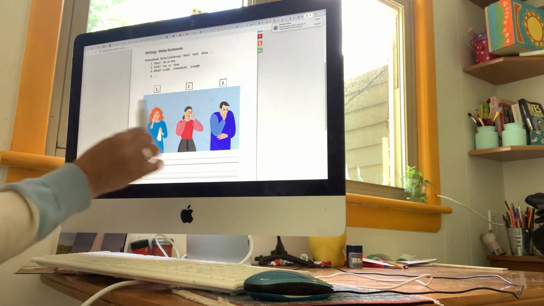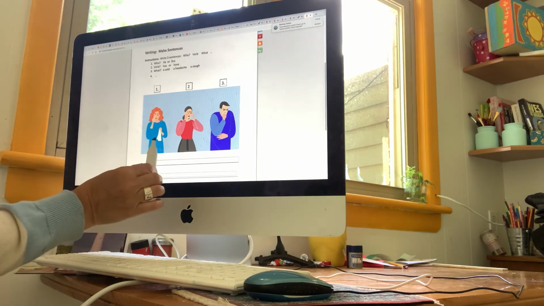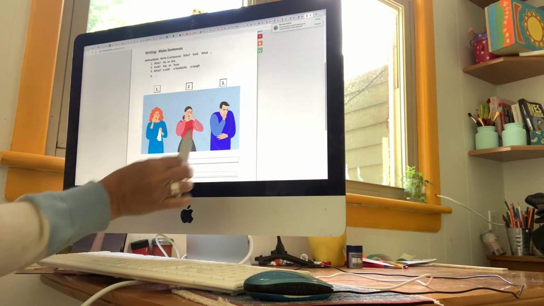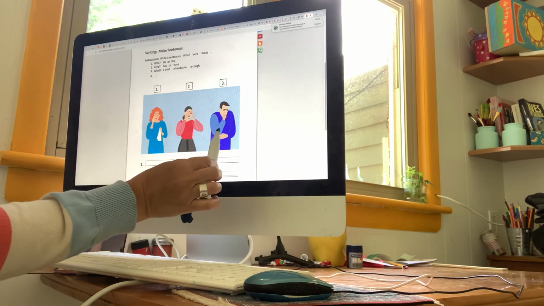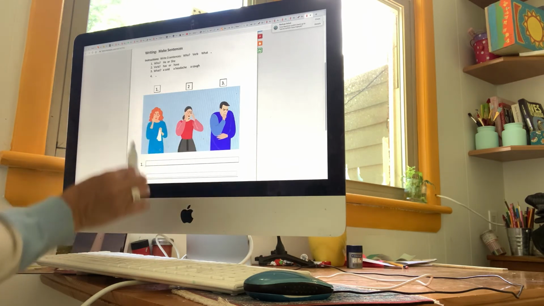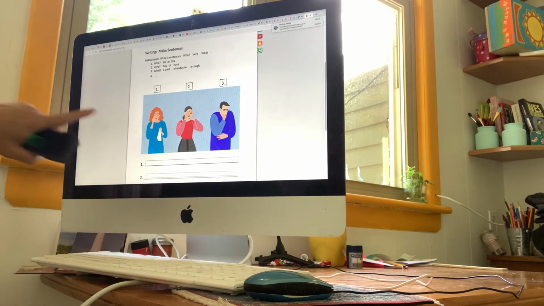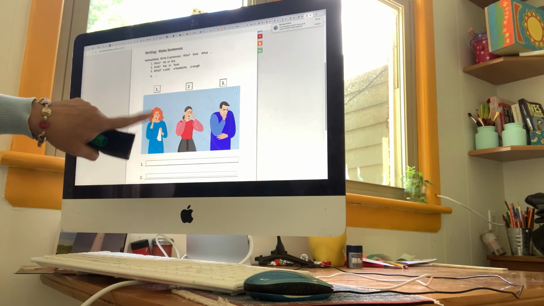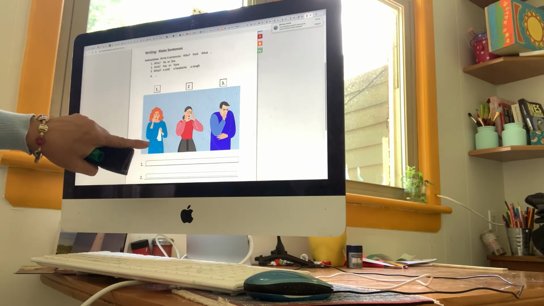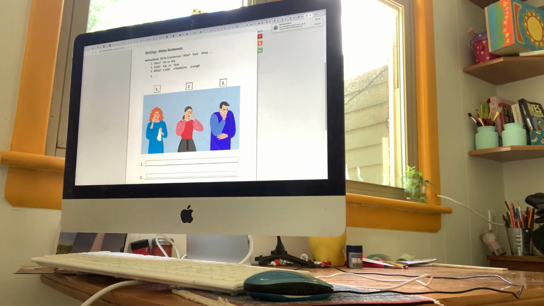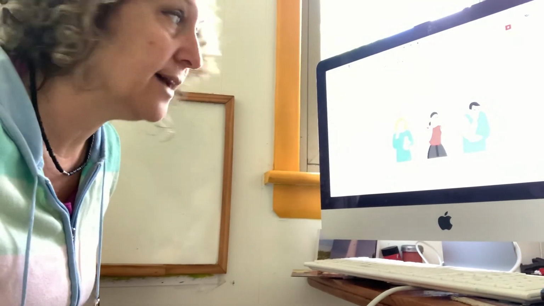Here we have a person that looks, to me, like a she. It's another she and a he. So you have to say here, what is the problem with her? You have to think, does she have a cold? Does she have a fever? Does she have an earache? So remember, with she or he, you say she has, he has.